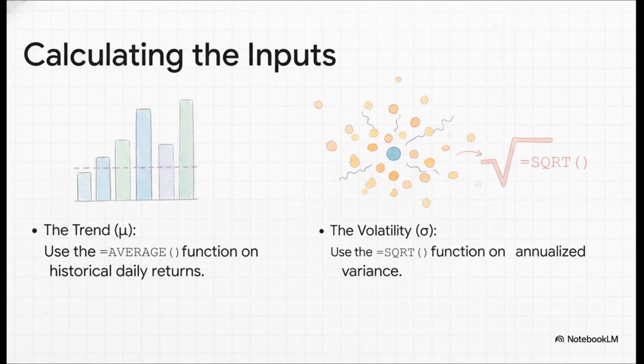For volatility, it's a quick 2-step. We measure the stock's variance, or how scattered its returns are, and then use the square root function, equals SQRT, to turn that into a number we can actually use. Just think of it as the typical size of that daily jiggle.